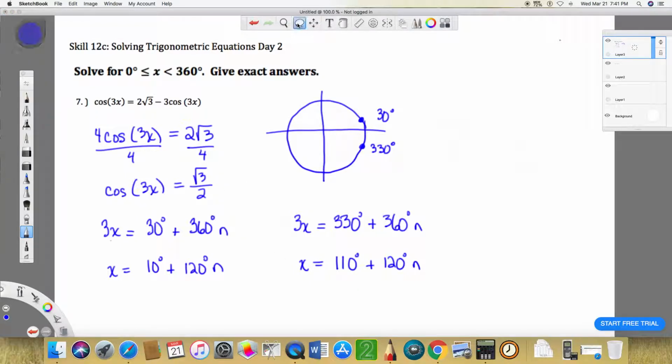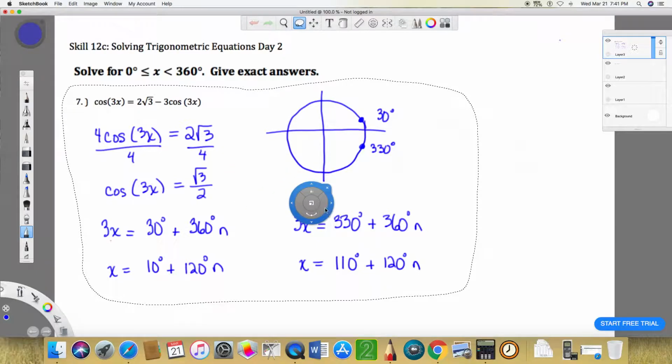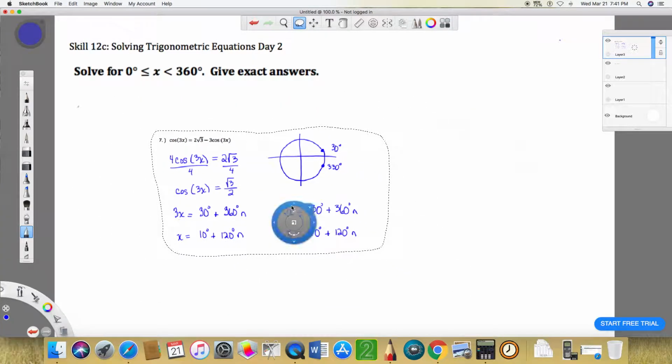let's shrink this up, kind of write big. I need some more room.